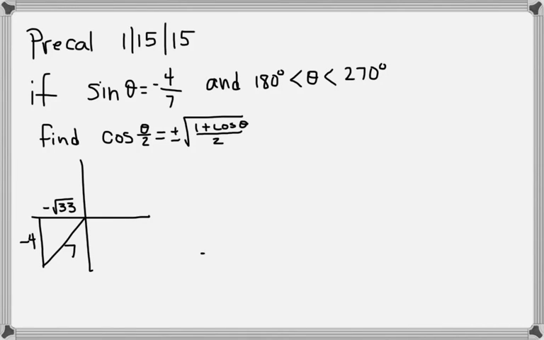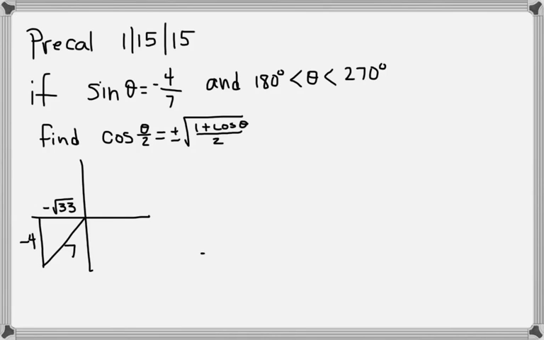So to set the problem up, the first thing we're going to look at is where do I put the triangle? Well, I know where 180 is, and I know where 270 is, right? There's 180, there's 270. So we put our triangle in between. And so we go ahead, since we have the sine, that's going to be negative 4 over 7 because the 7 is my hypotenuse. That's always positive.